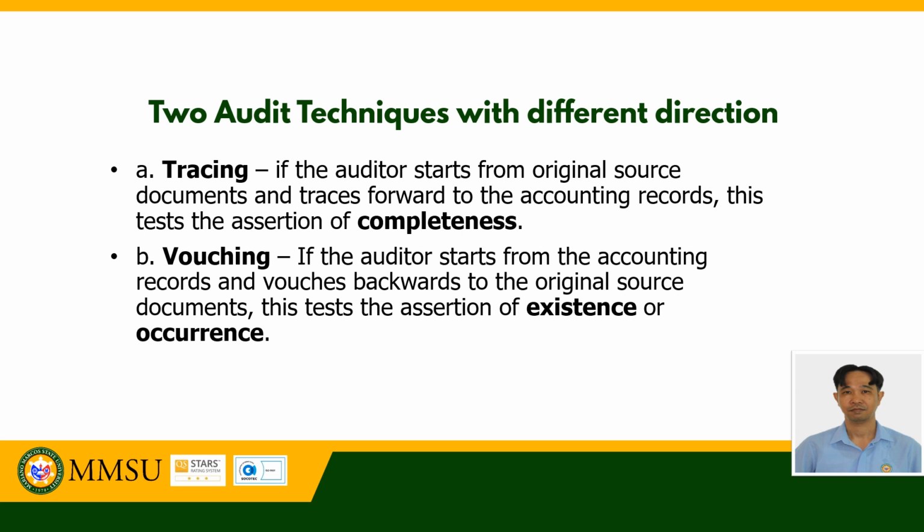Vouching, ito naman, if the auditor starts from the accounting records and vouches backwards to the original source documents, this tests the assertion of existence and occurrence. So, vouch back, pabalik pag vouch back. And you would test the assertion of existence. So, from the record, 5 yung nasa record, tignan mo dun sa source documents, nag-exist ba talaga yung 5 yan. Okay?